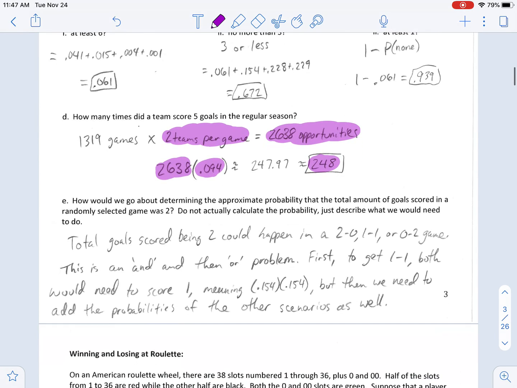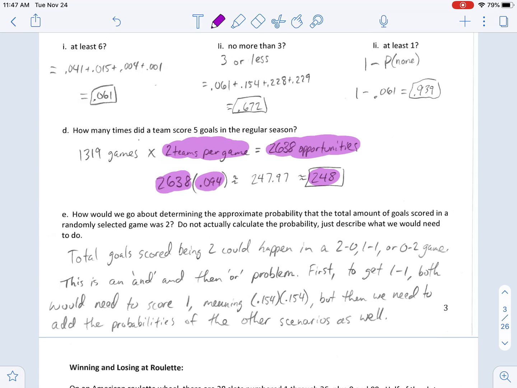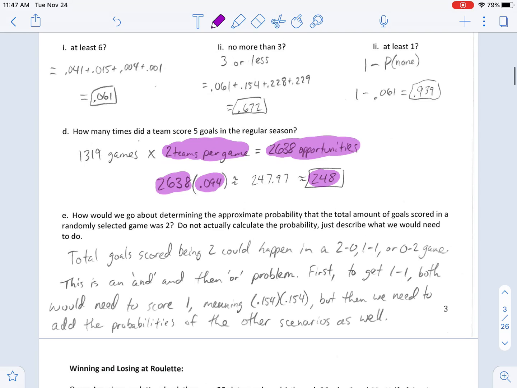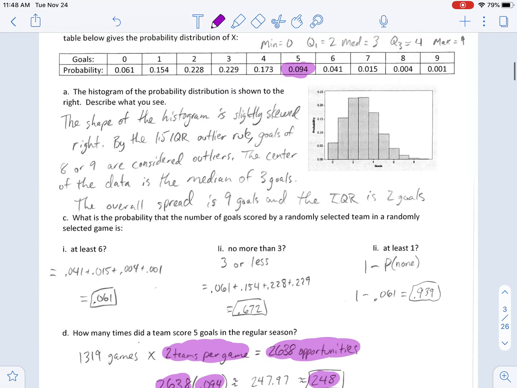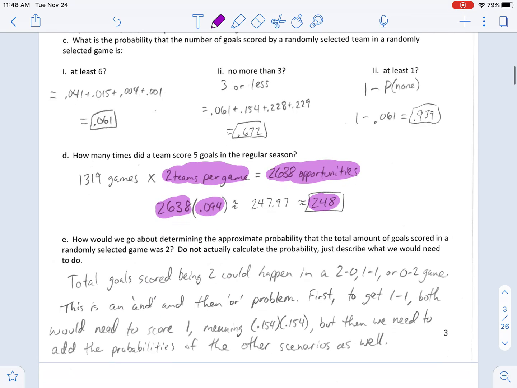Last one here, and again, I hope you're sticking with this. This is good questions, good things to think about. Maybe not the most important thing in this unit, but still stuff to think about. How would you go about determining the approximate probability that the amount of goals scored in a randomly selected game was 2? I don't want you to calculate the probability, just describe what you would have to do, okay? How could a game's total amount of goals scored be 2? Well, keep in mind, this is some sort of probability distribution of individual teams' goals. How could a total game have a sum of 2?